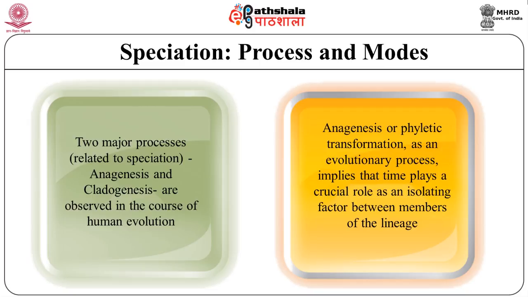Anagenesis, or phyletic transformation, is an evolutionary process which implies that time plays a crucial role as an isolating factor between the members of a lineage. In other words, evolutionary transformation can occur in a species over time to a sufficient degree such that later organisms could eventually be treated as a different species. This type of speciation relates to the progressive adaptation to a fairly stable environment.